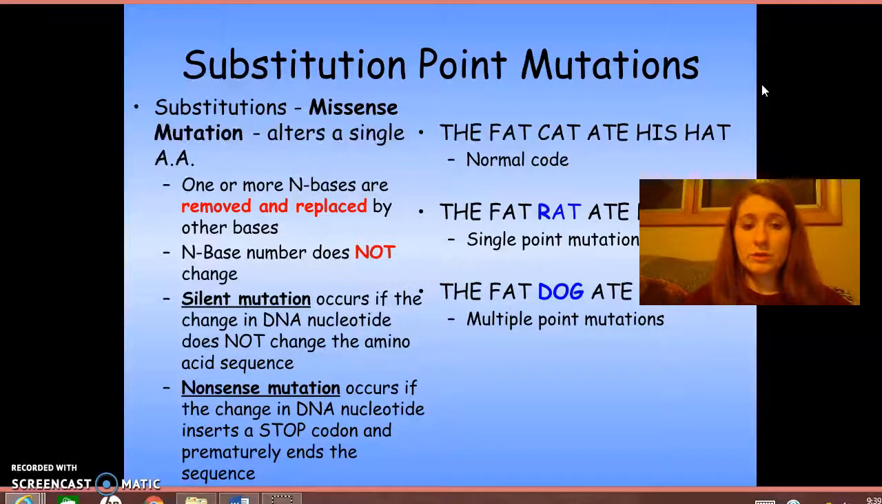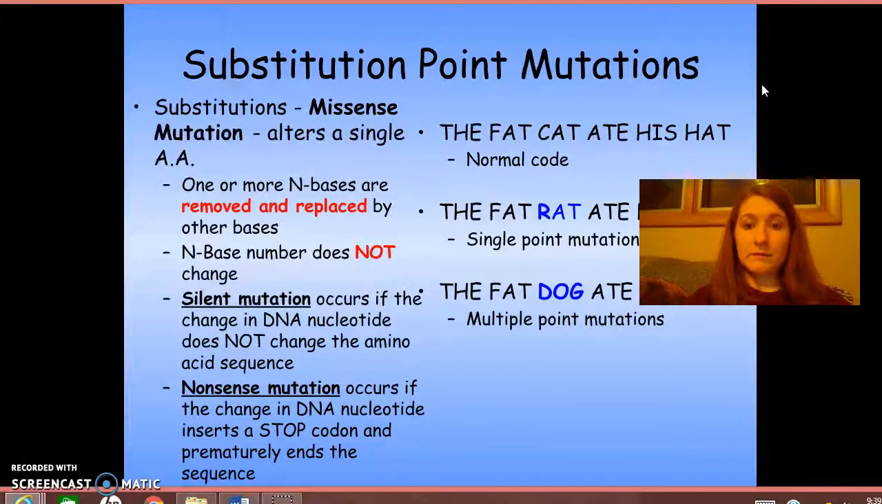A silent mutation occurs if the change in the DNA nucleotide does not change the amino acid sequence. There are amino acids that can be coded from multiple codons. Multiple codons can code for the same amino acid.